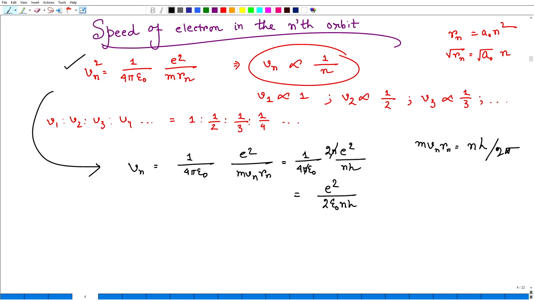So it is not unitless, it has a unit. So to make it unitless, we know that c is the speed of light, and c is also a fixed constant. c is 3 into 10 to the power 8 meter per second. So when divided by c, we can write it like this.